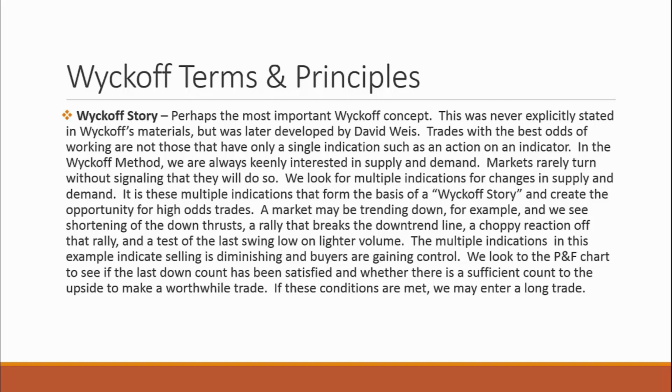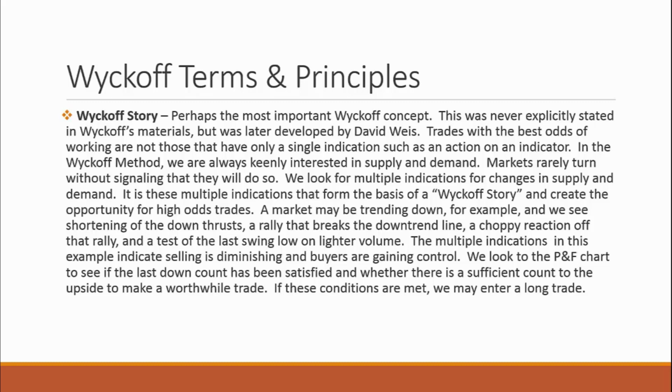So, for example, a market may be trending down, and we start to see shortening of the down thrusts, right? Maybe we've moved from 10 points, then the next swing down or thrust down is 7 points, and now we see another thrust down is only 3 points. Okay, so we have shortening of the thrust. Then we see a rally come, and that breaks the downtrend line. We have a strong rally now that occurs. Okay, there's a second indication. So we have shortening of the down thrust and a strong rally.